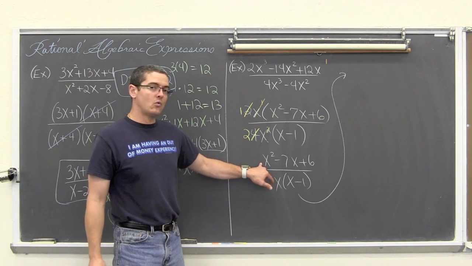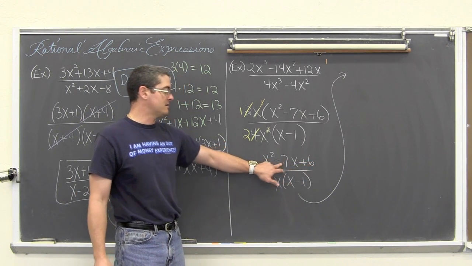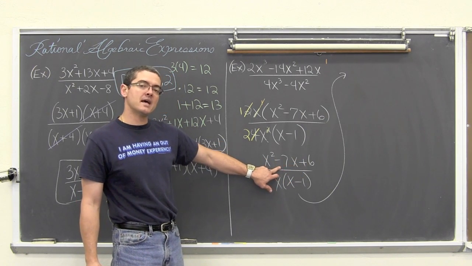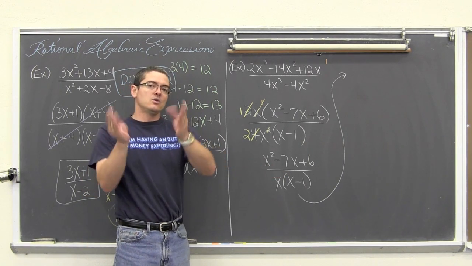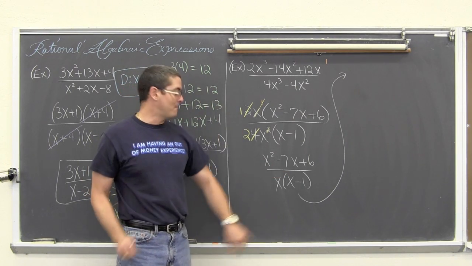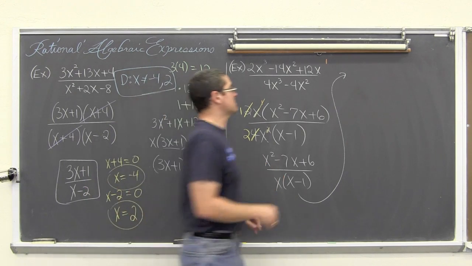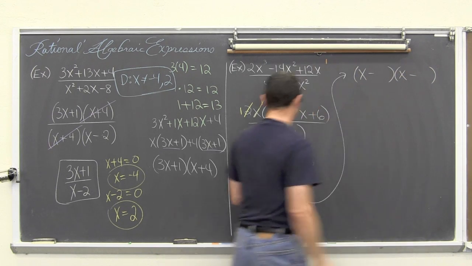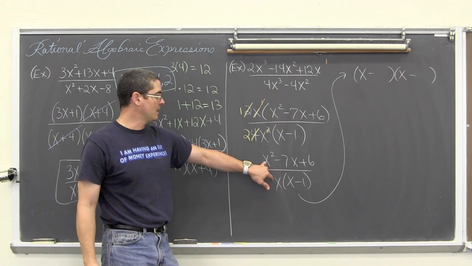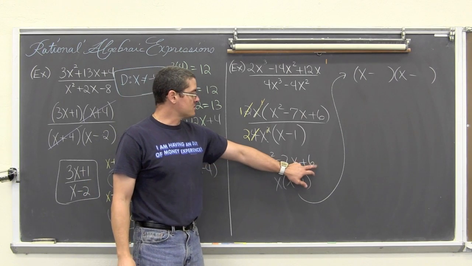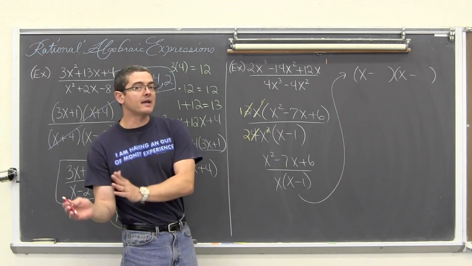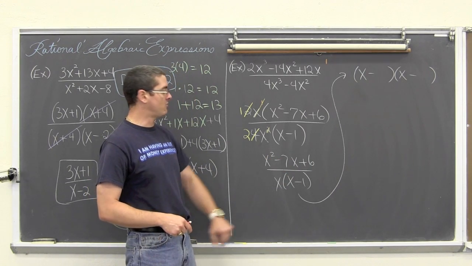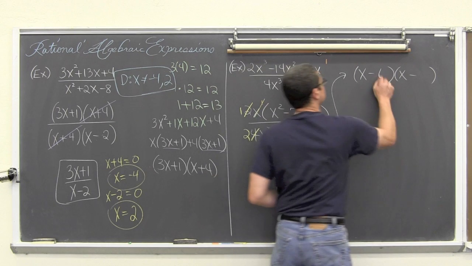We have a leading coefficient of 1, and there are factors of 6 that add to the middle term of negative 7. If your constant is positive and your middle term is negative, then when you do your factoring, your two parentheses, your two binomials, are going to have minus signs in the middle of those. So we have x minus times x minus, that's x coming from the square root of x squared, and the factors of 1. What factors of 6 add to negative 7? Well, negative 1 times negative 6 is positive 6, and negative 1 and negative 6 add to be negative 7.